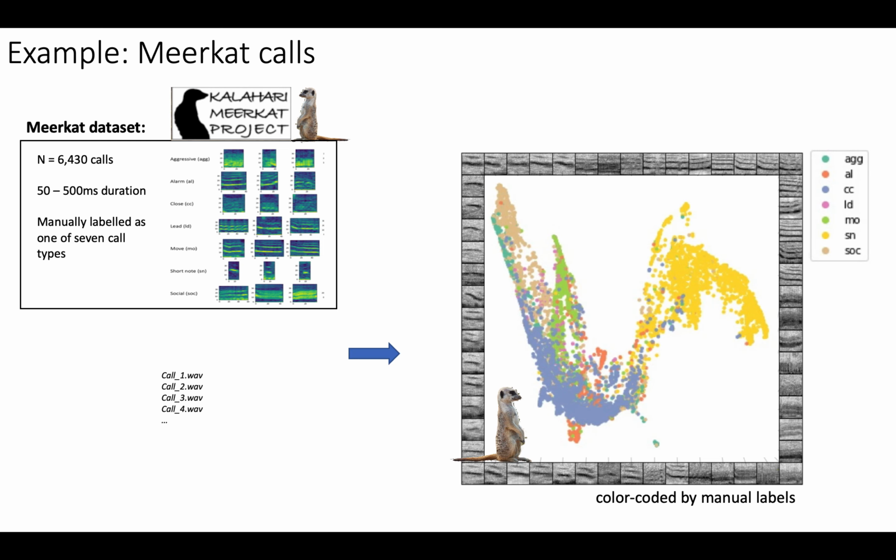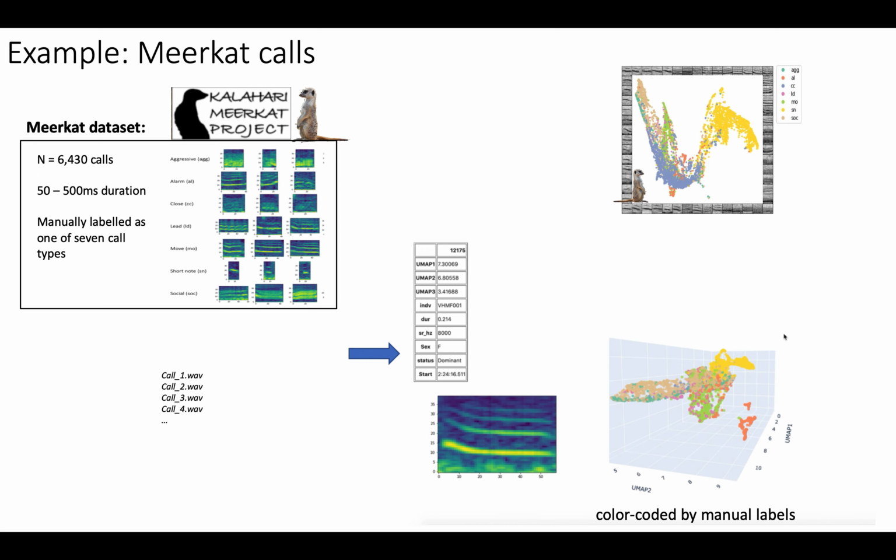These are the latent space representations in 2D. Each data point represents a vocalization, and they are color-coded by their manual call type labels. You can see that there is clearly some separation here, even though the call types do not completely fall into distinct clusters. We also developed an interactive tool which allowed us to explore the latent space a bit further in 3 dimensions.